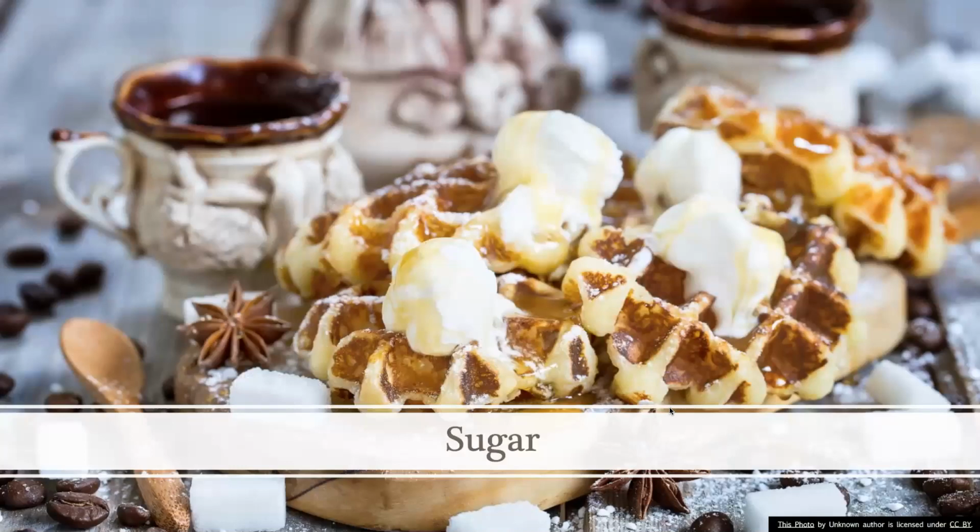Good old sugar. Good old addictive sugar. Now, this picture looks pretty good. I think they're waffles, butter, syrup. Sugar is something we consume a lot of as Americans, as humans on a daily basis. But let's talk about why it's not necessarily the best choice for your body.